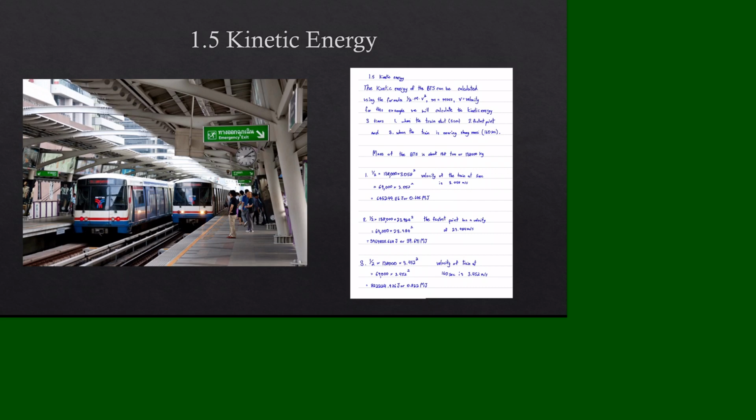For the calculation, we use the values from the table we got and implement them into the equation. For the first one: half times 138,000 times the velocity from the table, which is 3.058 squared, getting the answer of 0.645 megajoules. The answer for the second one is 39.691 megajoules, and for the third one is 0.822 megajoules.